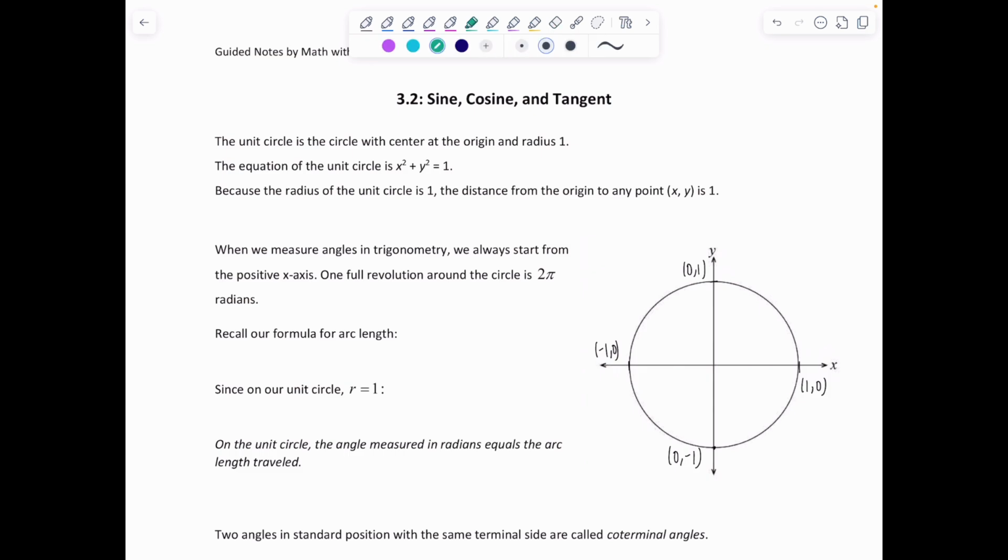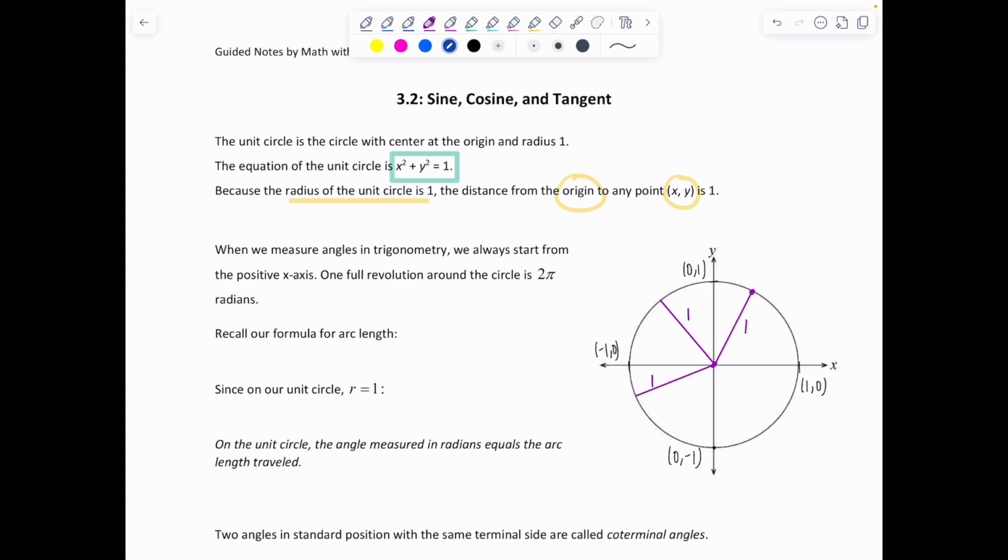Now the equation of the unit circle is x squared plus y squared equals 1. That's important to remember. A lot of the identities that we're going to be learning in trigonometry also come from this relationship. Because the radius of the unit circle is 1, the distance from the origin to any point (x, y) on the circle is 1. So the distance from any point on the circle back to the origin is always 1, since the radius of our circle is 1.